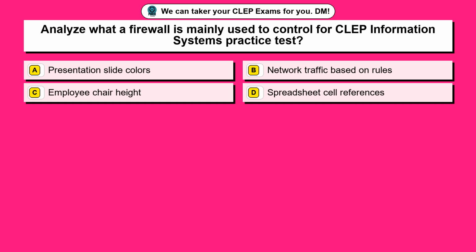Question 48. Analyze what a firewall is mainly used to control for CLEP Information Systems practice test. Option A. Presentation slide colors. Option B. Network traffic based on rules. Option C. Employee chair height. Option D. Spreadsheet cell references. The correct answer is option B. Network traffic based on rules.